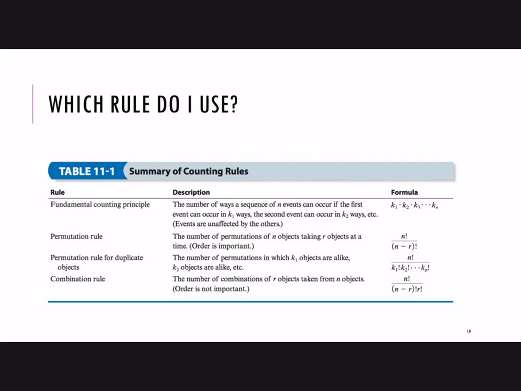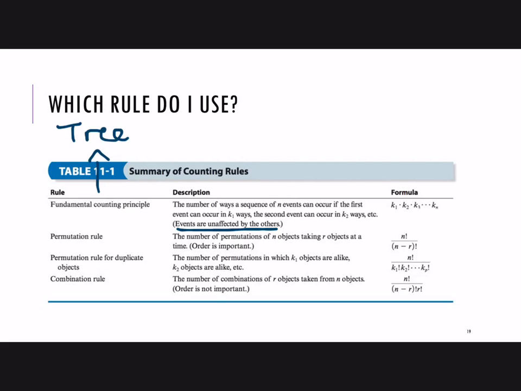We also said that the problem must be uniform. The events must be unaffected by the others. So if you see a problem that says outdoor paint only comes in 2 of these 4 colors, or some sort of restriction like that, then you back up and you actually don't even use any of these counting rules. You go back to some sort of a listing method. We talked about making tree diagrams. Okay.